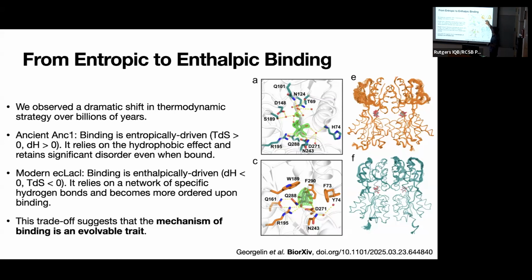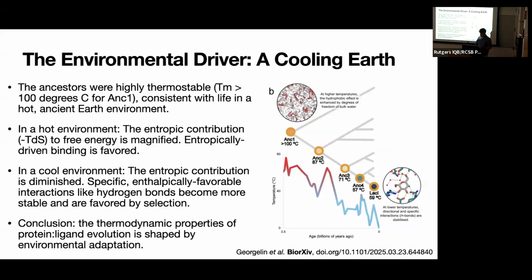It was a 1.2 angstrom structure, but this domain looked like 1.2 angstroms, this domain looked like 3 angstroms. It's incredibly disordered. So even upon ligand binding, the protein's able to retain a huge amount of disorder to prevent that big entropic penalty of losing order upon binding the ligand. So this all makes sense, and this suggests that the mechanism of binding is itself an evolvable trait. And this sort of leads us to, again, the wild speculation slide.